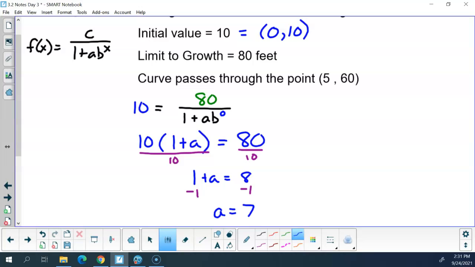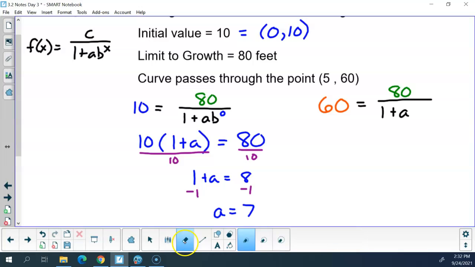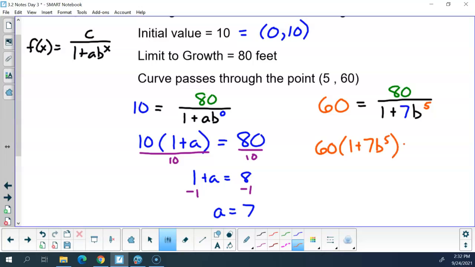A is 7. Love it. Then I'm going to say, well, now 60 is going to equal 80 over 1 plus A times, we know what A is, 7 times b to the 5th power. With me? Multiply both sides by 1 plus 7b to the 5th power. That's going to give me 60 times 1 plus 7b to the 5th power is equal to 80.